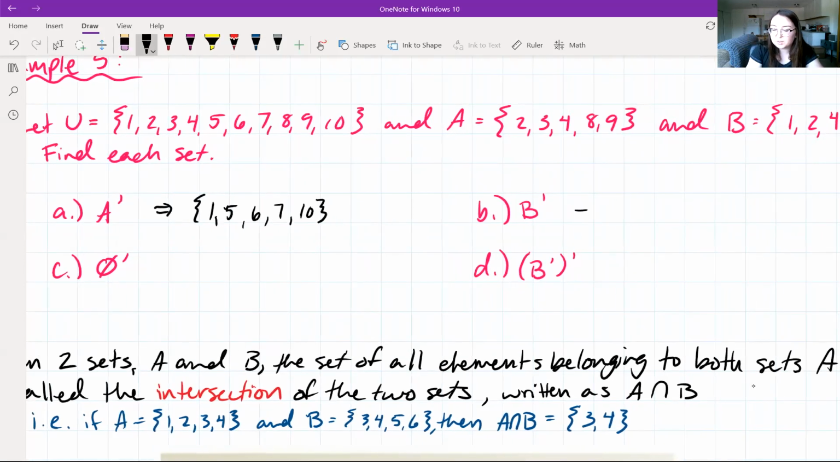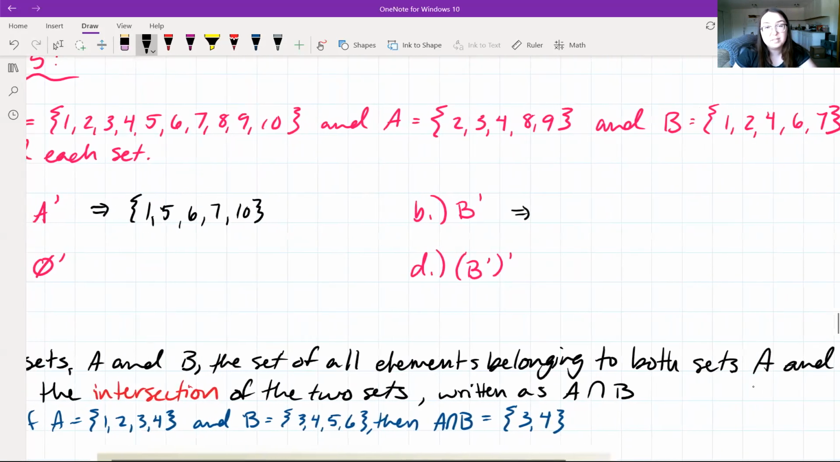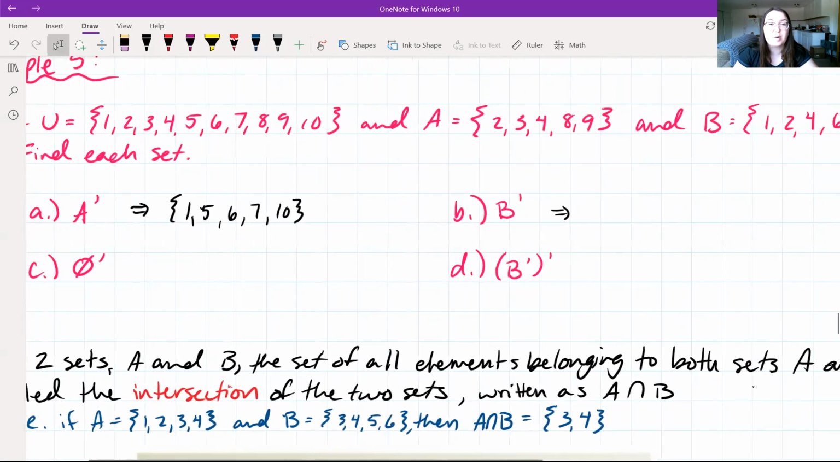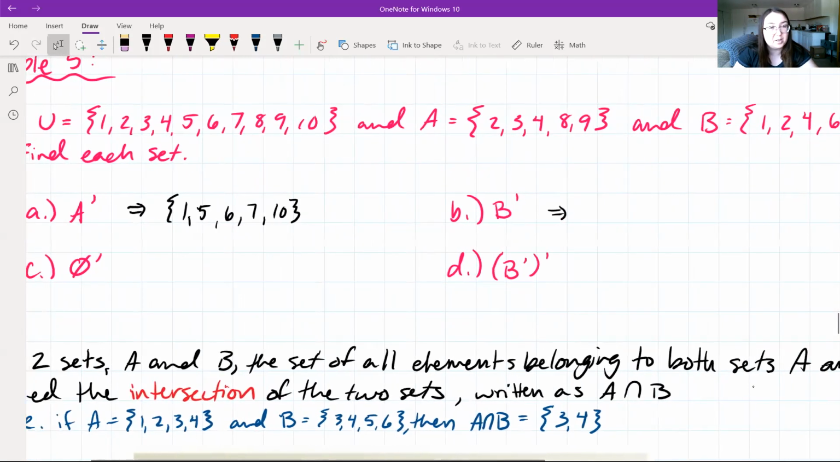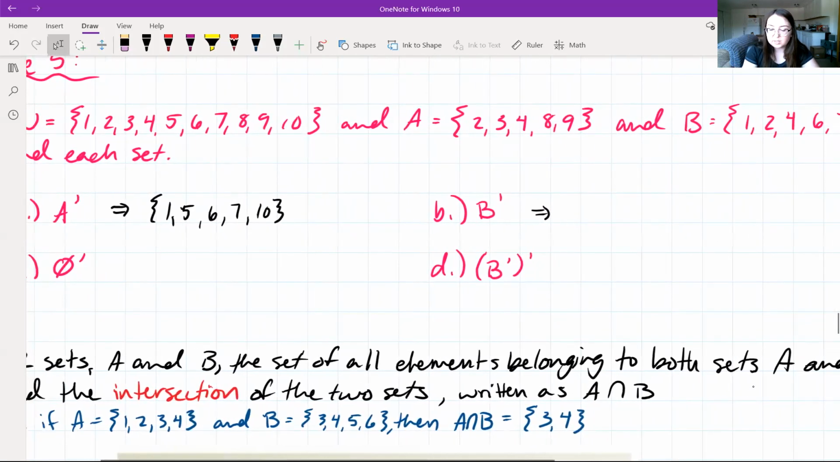Then moving on to B prime, or the complement of B. So B contains 1, 2, 4, 6, and 7. So once again, we want to think about all the elements that are not in B but are in U. So we have 1, 2, 4, 6, and 7. So this means that B prime is going to be 3, 5, 8, 9, and 10.